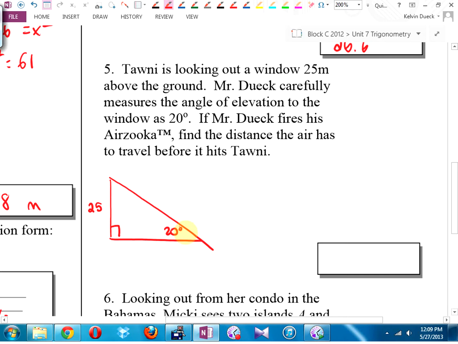Which of the 2 remaining sides is the distance the air puff is traveling? The horizontal side or the slanty side? The slanty. I think that's what they're asking me to find, which is going to be opposite hypotenuse. It is going to be sine of 20 equals opposite over hypotenuse. When you cross multiply here, you're going to get 25 divided by the sine of 20.